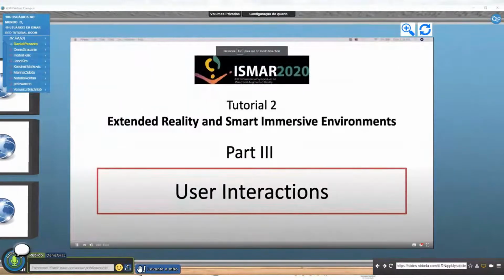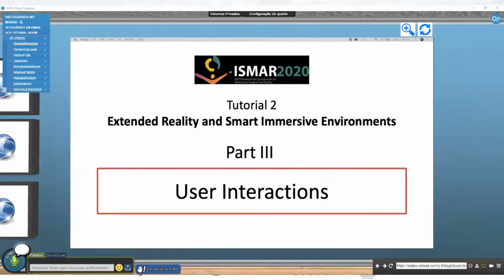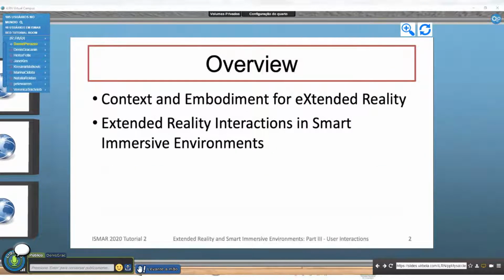In part 3 of the tutorial, we are going to discuss user interactions in smart immersive environments, and we'll do it in 2 parts. First, we are going to talk about context and embodiment for extended reality. We'll revisit some of the points that we discussed in the previous parts. And then we are going to also talk about an example of extended reality interaction in smart immersive environments and a study that demonstrates how we can compare that with more traditional interaction.